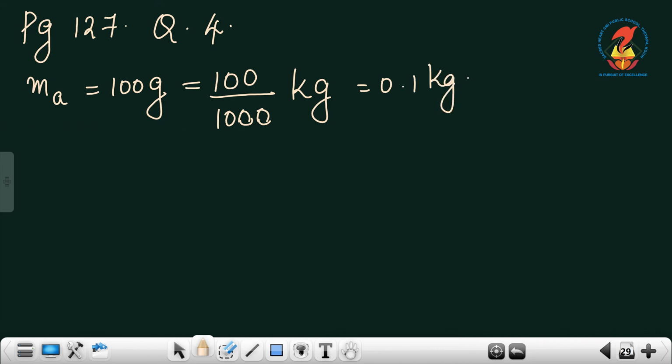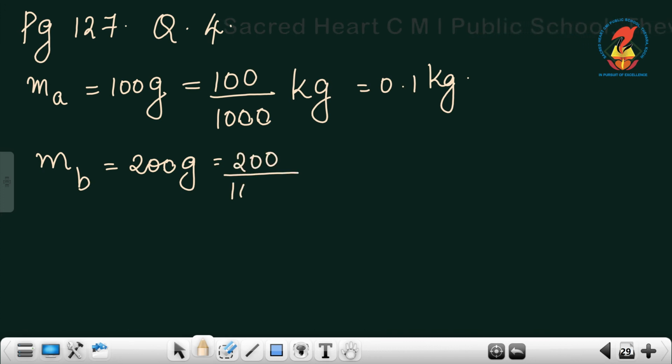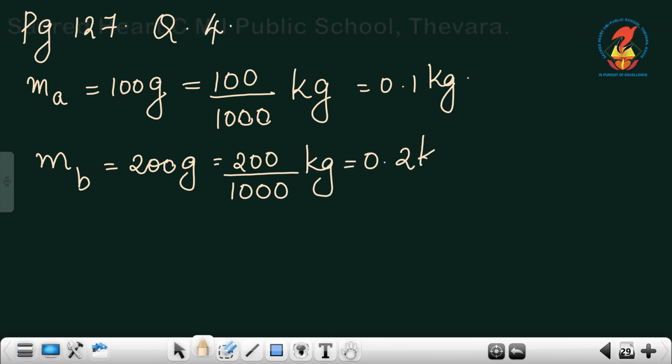And mass of the second object is 200 gram. Again we need to convert gram into kilogram. For that, let us divide it by 1000 to change the unit gram into kilogram. It becomes 0.2 kilogram. Let us come back to the question.